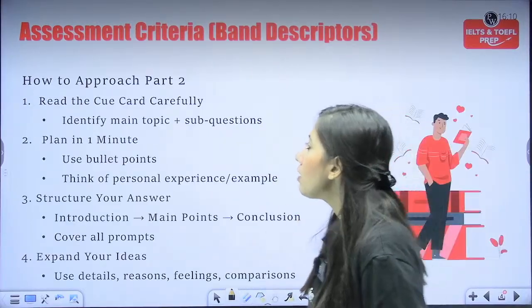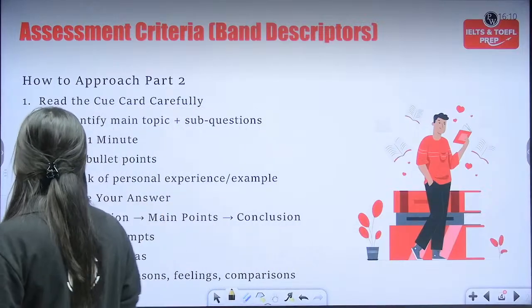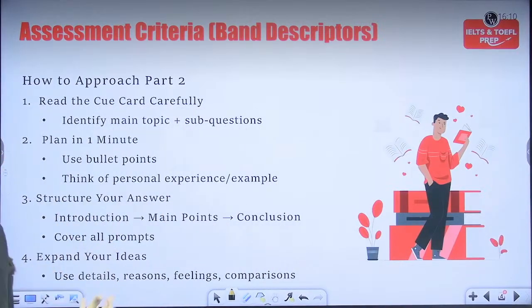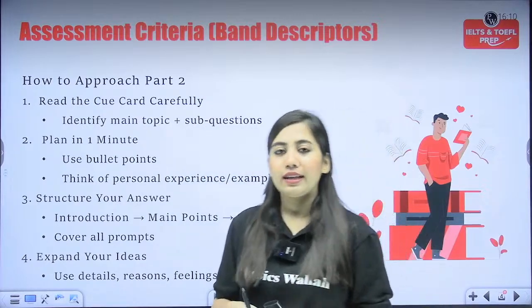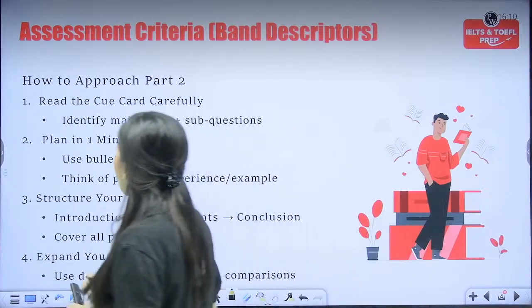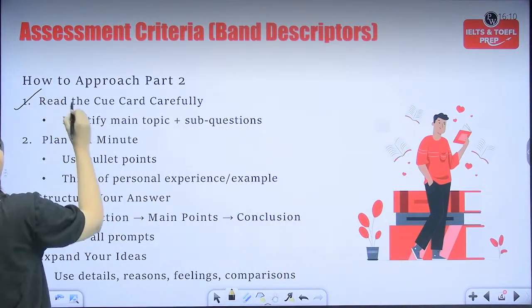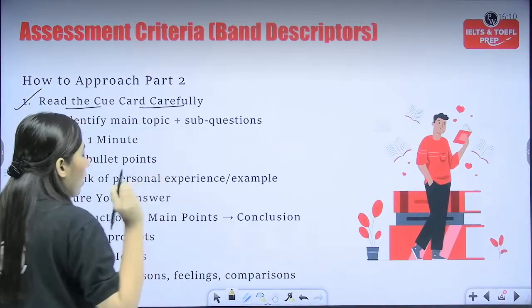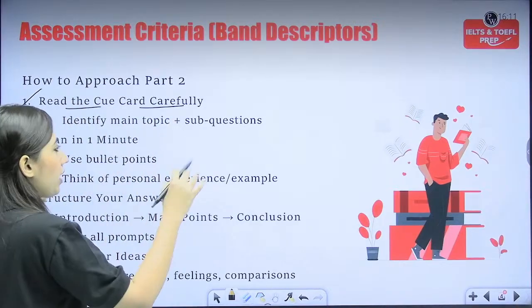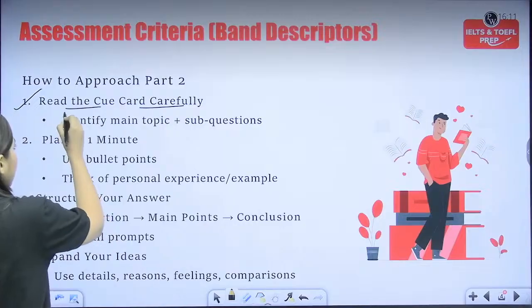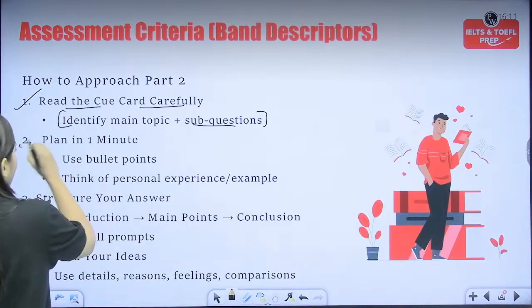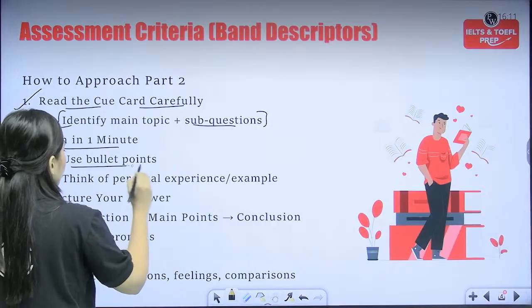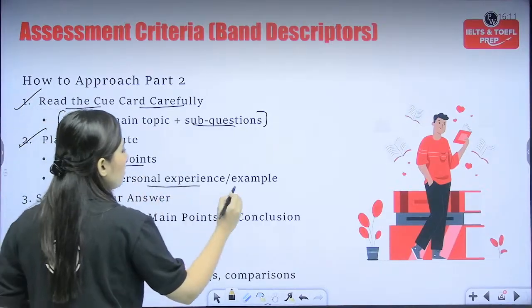Now we are going to follow a particular approach, like how to approach this task, this part 2. Okay, how to approach this. Let's learn that now. So read the cue card carefully. That's the first thing. Try to read that cue card and understand. Identify the main topic and sub questions in it. And then after that, plan in 1 minute, use bullet points, think of personal experiences and examples.